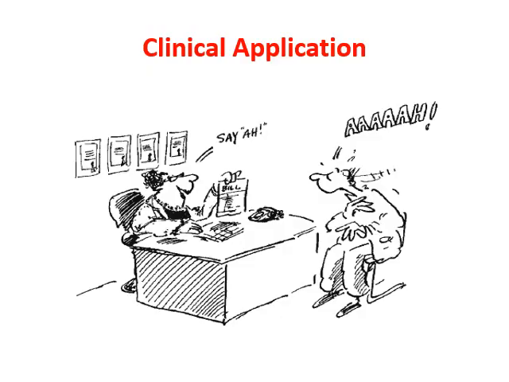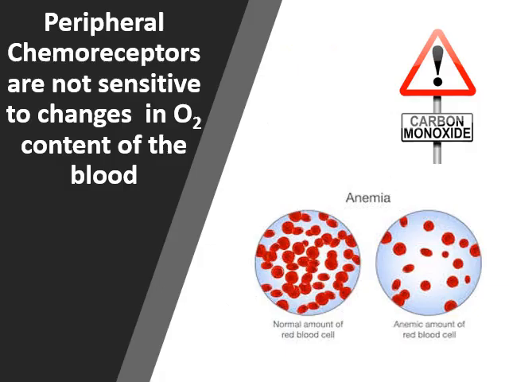What is the clinical application of today's session? From this session, we know that the peripheral chemoreceptors monitor the oxygen tension, that's to say the partial pressure of oxygen, rather than the oxygen content of the arterial blood. Consequently, the peripheral chemoreceptors are not sensitive to changes in the oxygen content of the blood caused by anemia, methemoglobin, or carbon monoxide poisoning. Thus, in this situation, ventilation is not stimulated because the oxygen tension, which is determined by the amount of dissolved oxygen, remains normal.